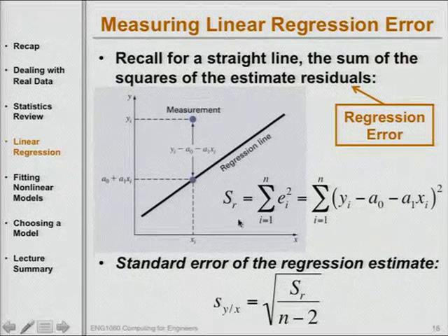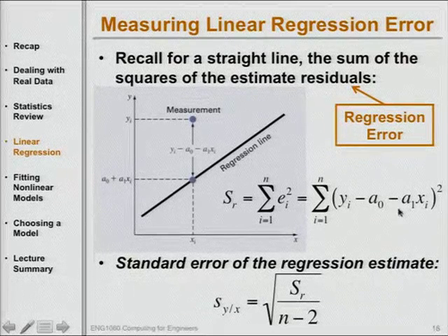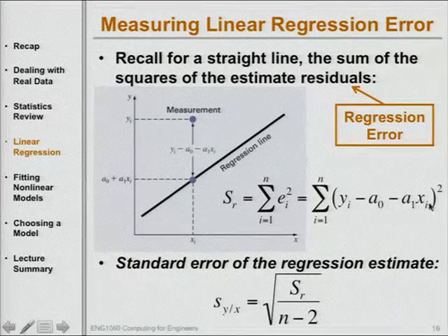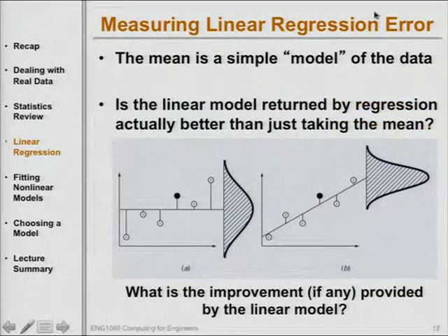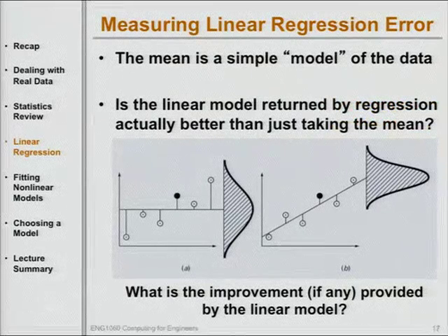So the sum of the errors for the straight line is equal to this thing here, which is just the y value minus the value that comes out from our best fit, squared and summed. I said before that the mean is just a simple model of the data. It's a really, really simple model of the data. One of the things that we're going to try and get at here is, how much better is our straight line fit? Is it really much better or not?